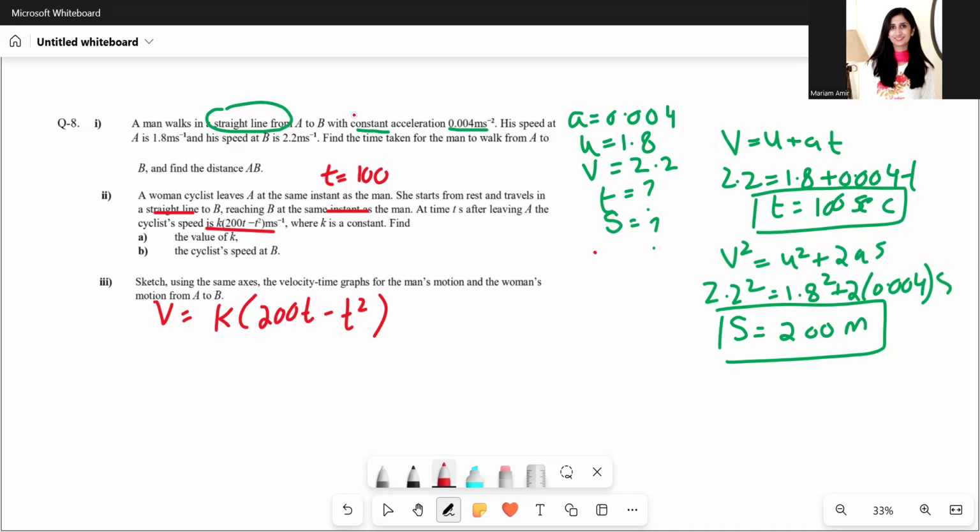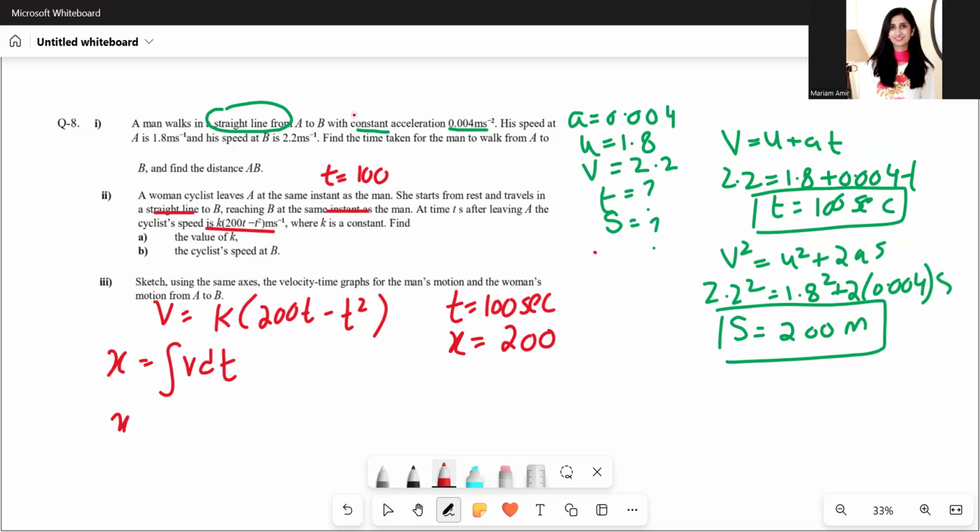We know that when this journey of the woman cyclist completes, its time is also 100 seconds, and the journey is from the same spot A to B, so the displacement x would be 200 meters as well for the woman. So we'll find the expression for x first, by integrating this. So let's integrate.